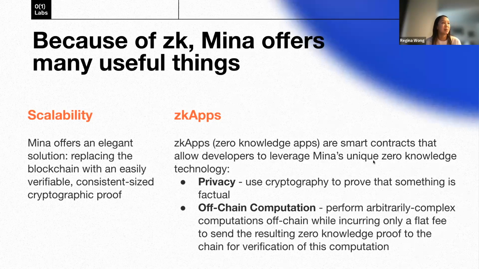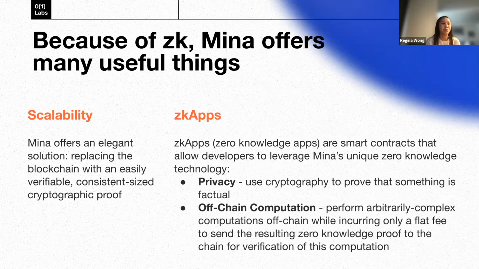So because of ZK, Mina offers many useful things. One, it keeps the blockchain very scalable. We can replace the blockchain with an easily verifiable, constant-size cryptographic proof. Also, the second benefit of ZK is ZK apps, zero knowledge apps, which are smart contracts that allow you to use Mina's unique zero knowledge technology. And what that enables is privacy.